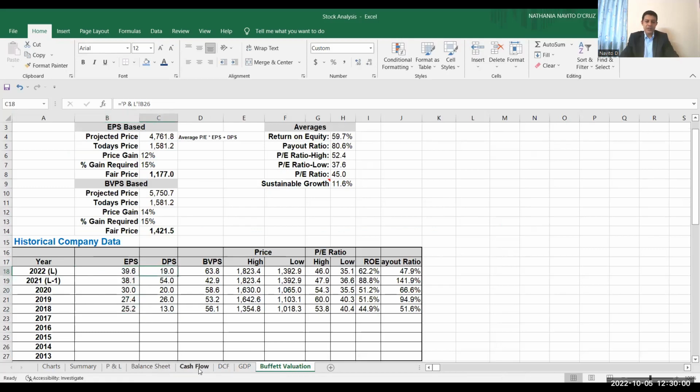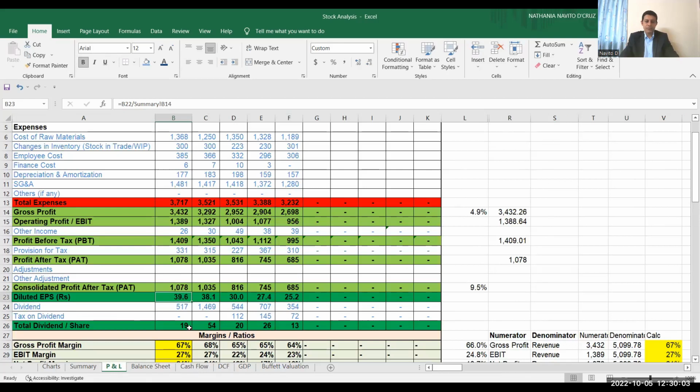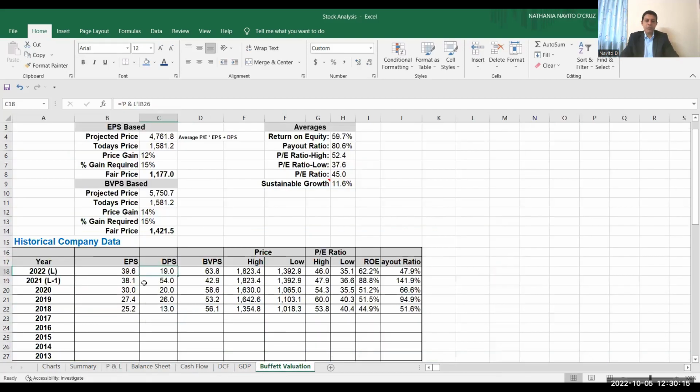Now that we know the EPS, we calculate the DPS of the company. So we go back into our P&L. For dividend per share, we take the total dividend and divide it by the total outstanding shares to get the dividend per share. Once we know our dividend, we populate these values into a Buffett table.